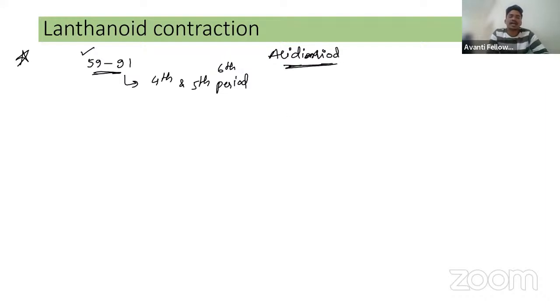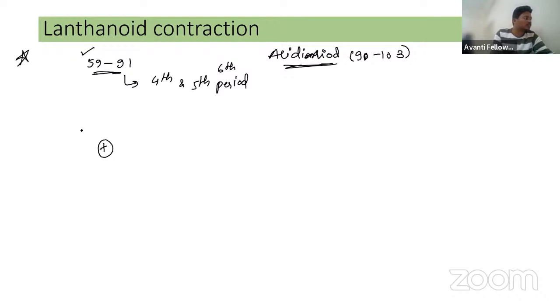These are the actinoids, from 90 to 103. So there is some contraction taking place. If I'm talking about any particular elements, we are talking about lanthanoid contraction. Just give me a second, and we'll give you the exact meaning of lanthanoid contraction. Nothing to worry about here.